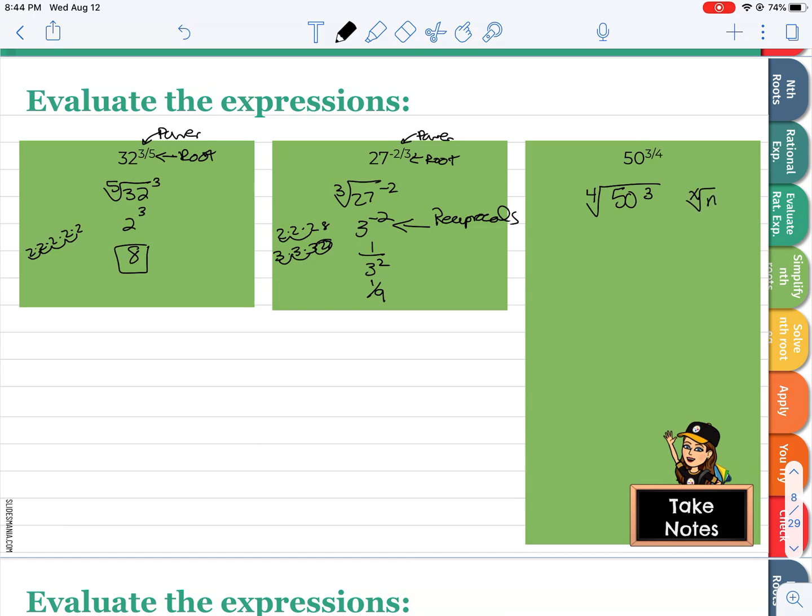So most calculators have a button that looks like this for an nth root. If you're using a graphing calculator, it's under your math button. But you can type in your fourth root of 50 to the third. You can even type this in using your exponent button with a fraction. So something like that, just type it in, and you should get about 18.